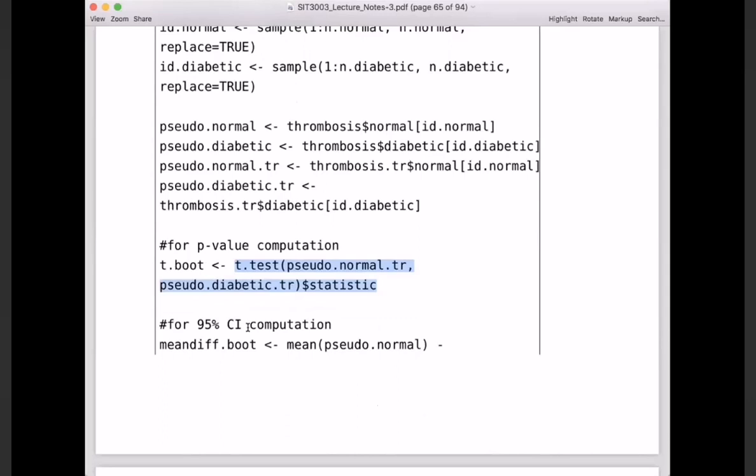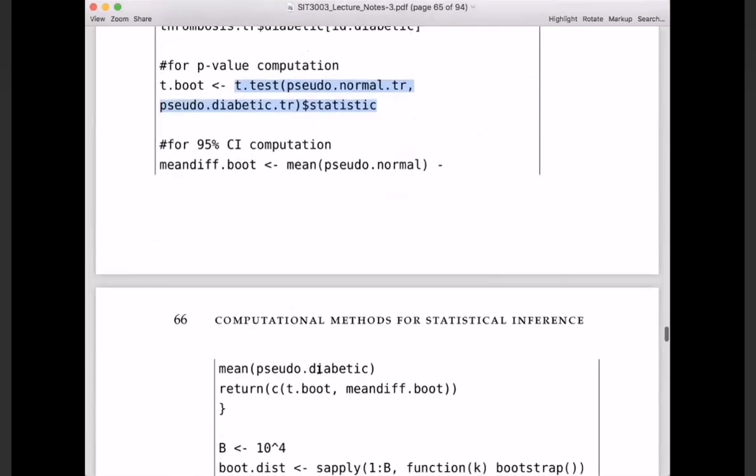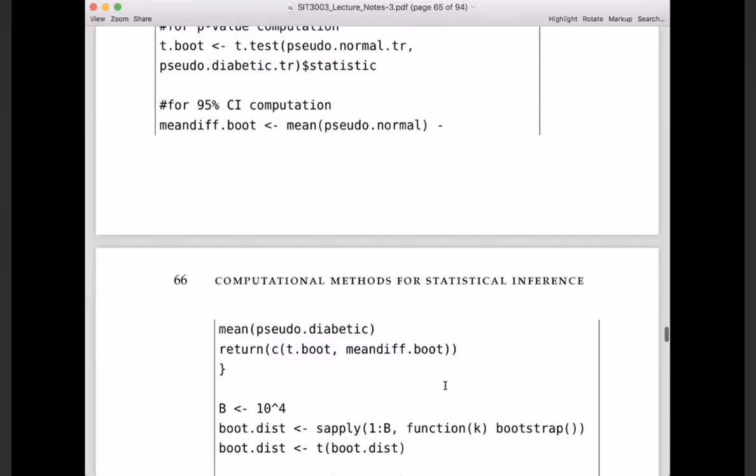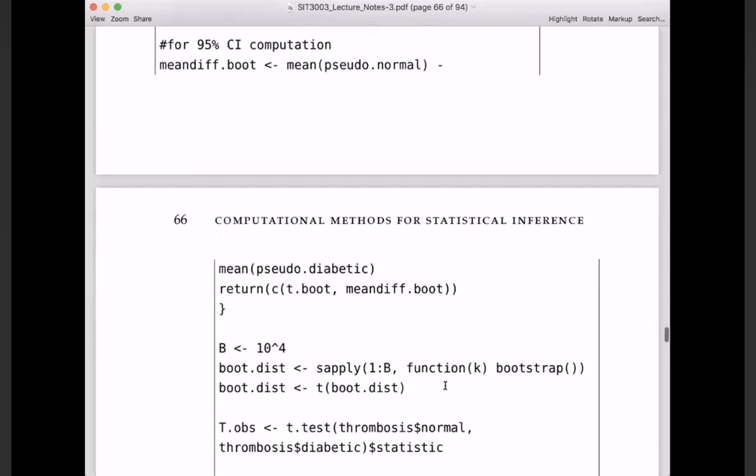For the confidence interval, you want to look at the difference of the two statistics, the means: the mean of pseudo normal subtract the mean of pseudo diabetic. And then you return two things. One is your test statistic. The other is the mean difference from the bootstrap iterations.